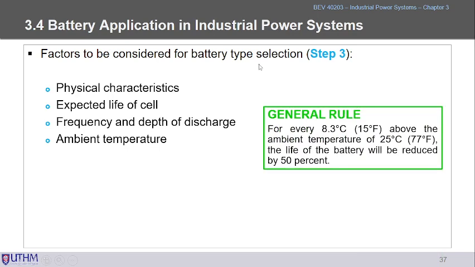So how much is the duration factor we need to consider if we put it in a higher temperature condition, right? In general, we have to bear in mind that for every 8.3 degrees Celsius increment above the ambient temperature of 25, the lifespan of the battery will be reduced by 50%. Because the battery doesn't like to operate in a hot ambience, and prefers a lower ambient temperature. The ideal one is 25 degrees Celsius, right? So if you add another 8.3 to 25, which is 33.3, your battery lifespan can be expected to be reduced by about 50%.